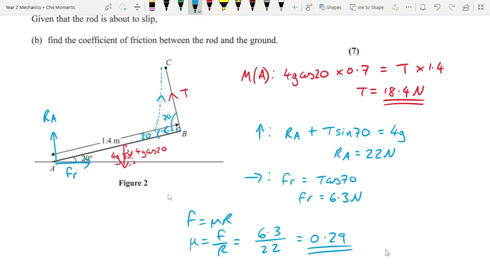Okay, so not too tricky. It does kind of involve lots of different skills we've done before. Drawing a diagram and marking on your angles is obviously really important.